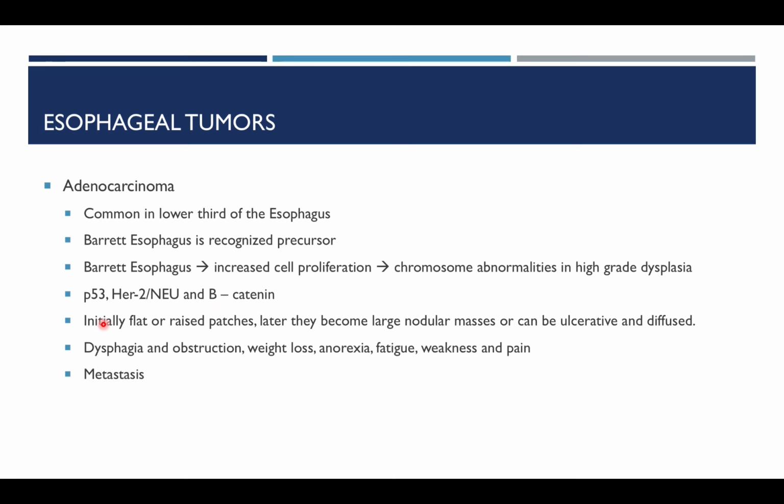Initially, they are flat or raised patches, and later these tumors become large and nodular. They can be ulcerative or diffused. So they're very similar in terms of presentation to the squamous cell carcinomas of the esophagus. Patient presents with dysphagia and obstruction, weight loss, anorexia, as well as general fatigue and pain. And metastasis occurs again in regional lymph nodes, and as this is in the lower third of the esophagus, in this area, it is the celiac and gastric lymph nodes.